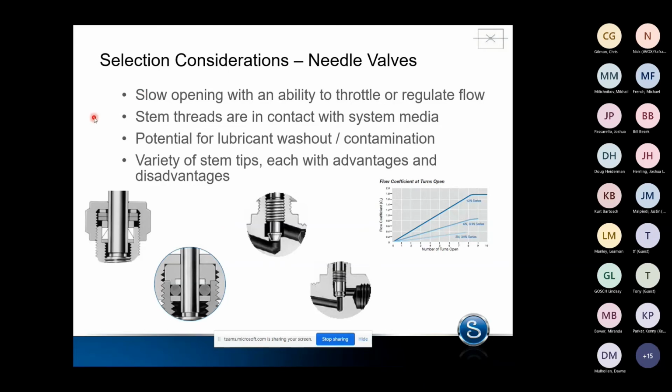Again, we want to pay attention to where the stem threads are because of the potential of lubricant washout. And there are different stem tips. This one that we didn't talk about is just a soft-seated on-off. There is no flow controllability in this. This is a pure on-off valve with a soft seat instead of the ball stem tip.